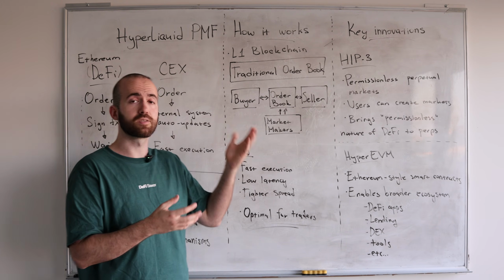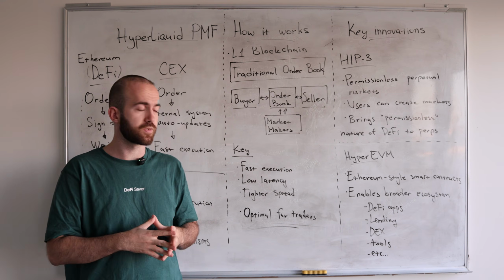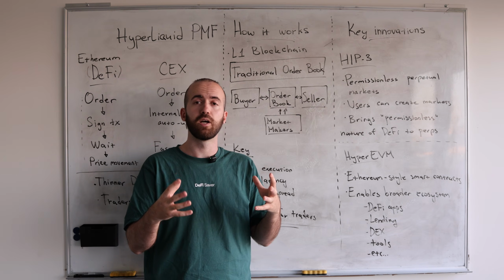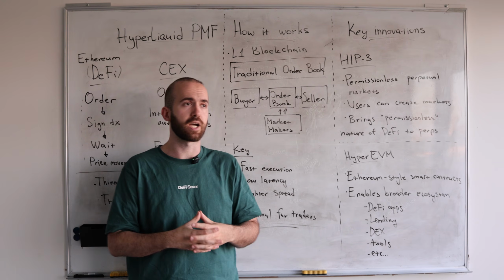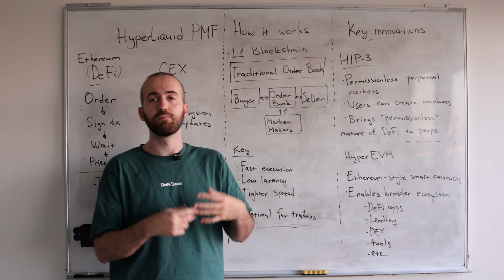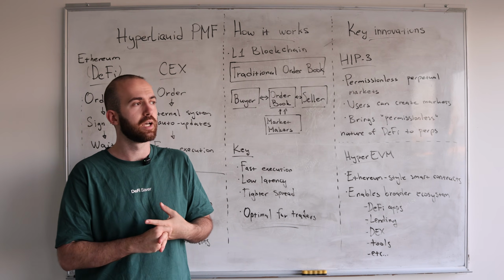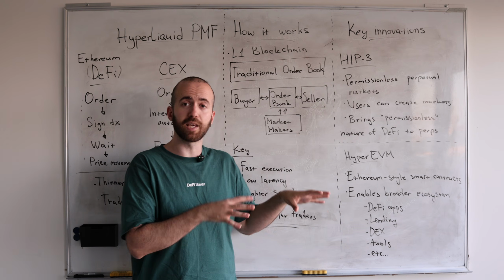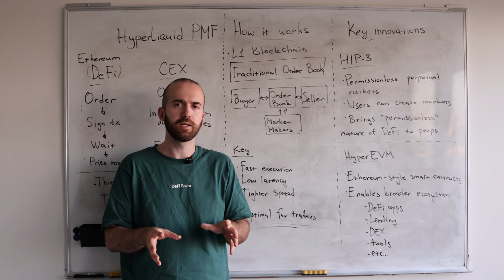And then, of course, since it is an L1 blockchain, Hyperliquid has HyperEVM. That's essentially its own sort of Ethereum-style smart contracts that allow different DeFi apps to pop up within the Hyperliquid network, such as lending apps or DEXs or certain additional helping tools for traders. These can now all be built on top of Hyperliquid through HyperEVM. So these are some of the most key components of the blockchain.